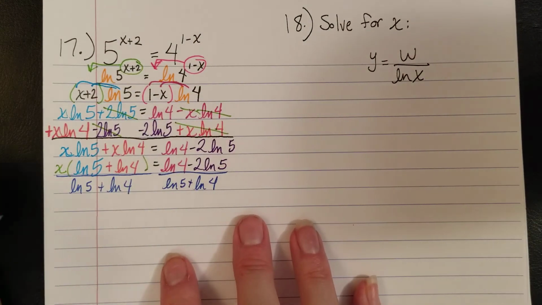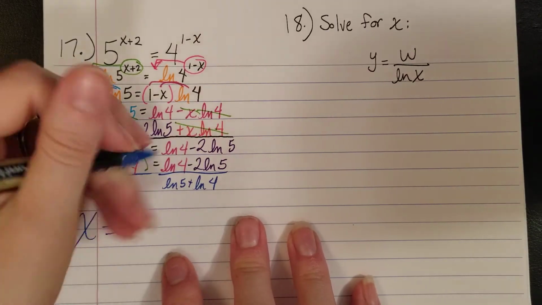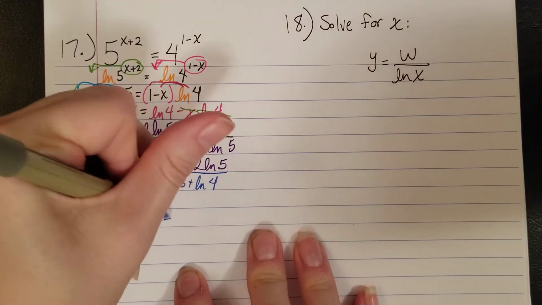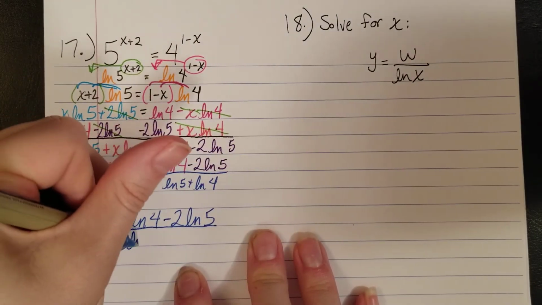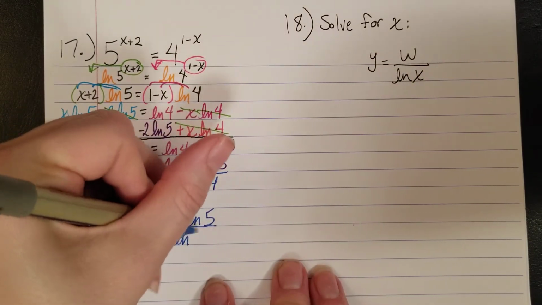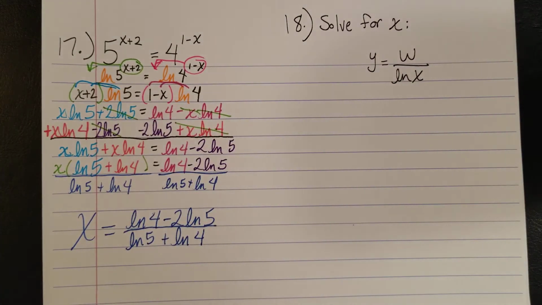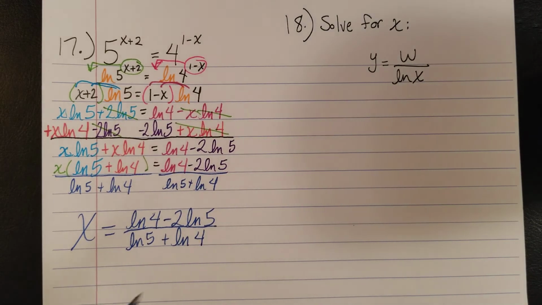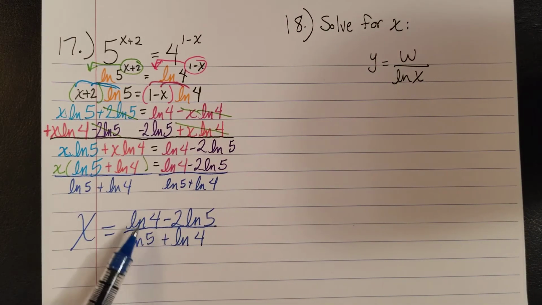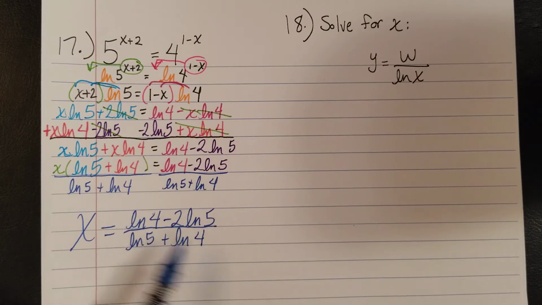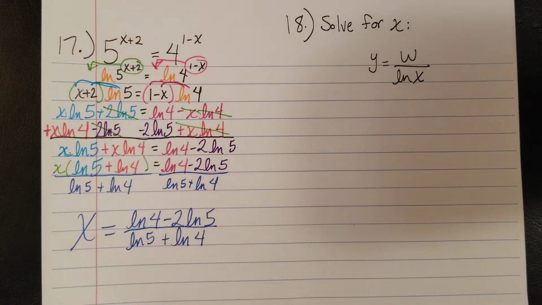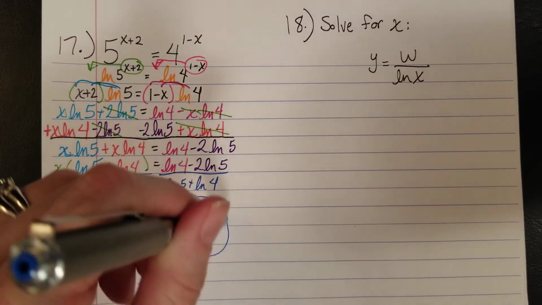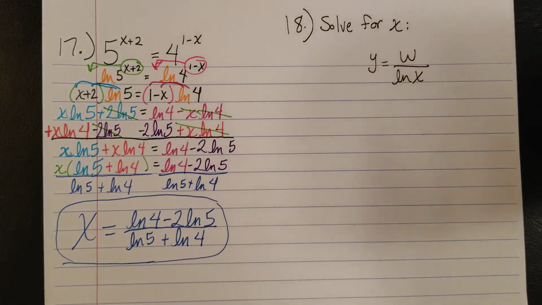All right, so my final answer is x equals ln 4 minus 2 ln 5 all over ln 5 plus ln 4. Okay, and you cannot cancel anything out because of the plus and the minus here. So, you know, those can't cancel. Nothing can really cancel. I mean, there's probably something you could do too, but you don't really need to do anything else. That would be a perfectly good final answer right there.